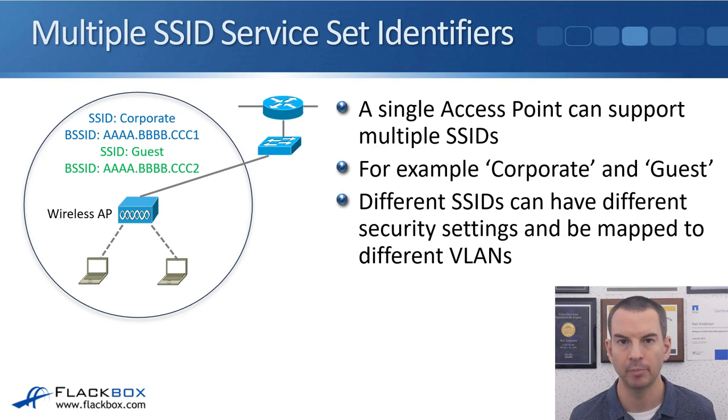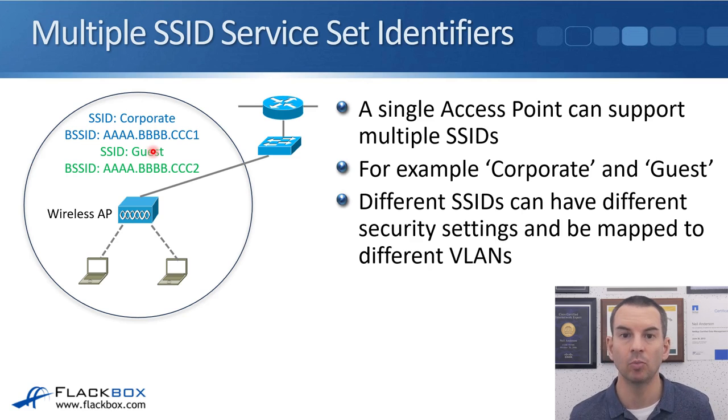So, for example, in our corporate office, we have created a corporate SSID and a guest SSID. For users to be able to connect to the corporate WLAN, they need to supply a valid username and password. When they do that, they're mapped to the corporate VLAN and IP subnet, and they get connectivity to all of the internal corporate resources like servers.